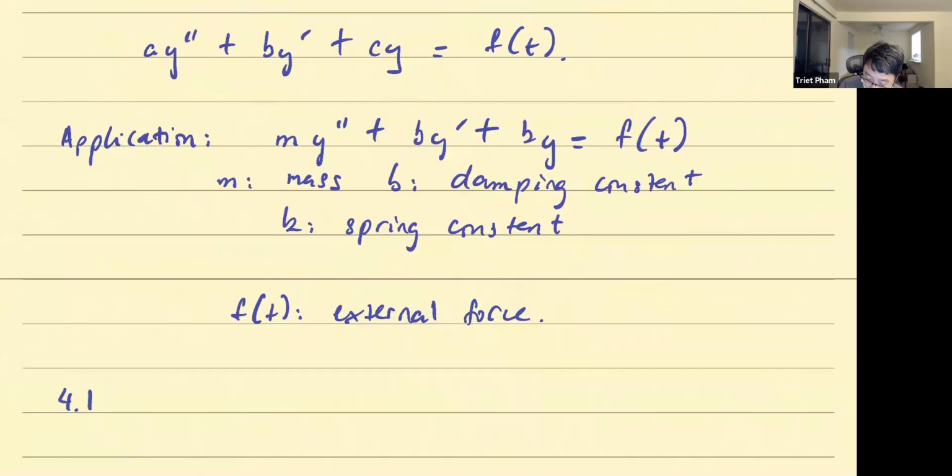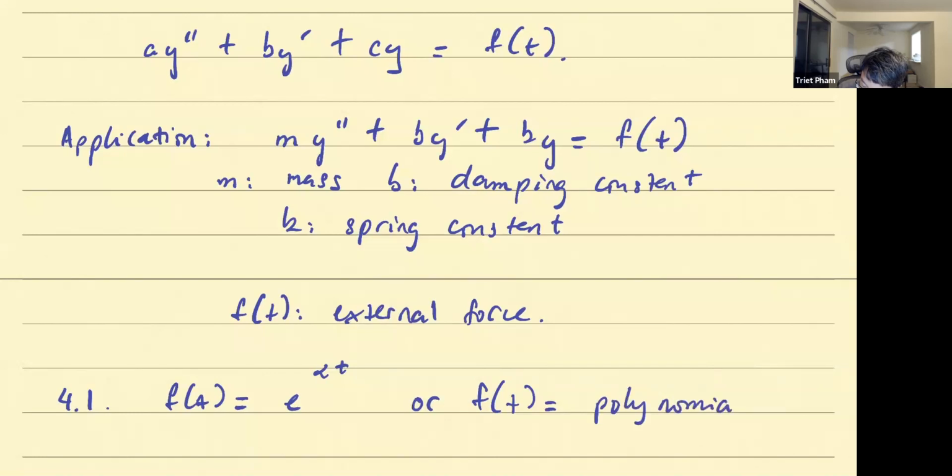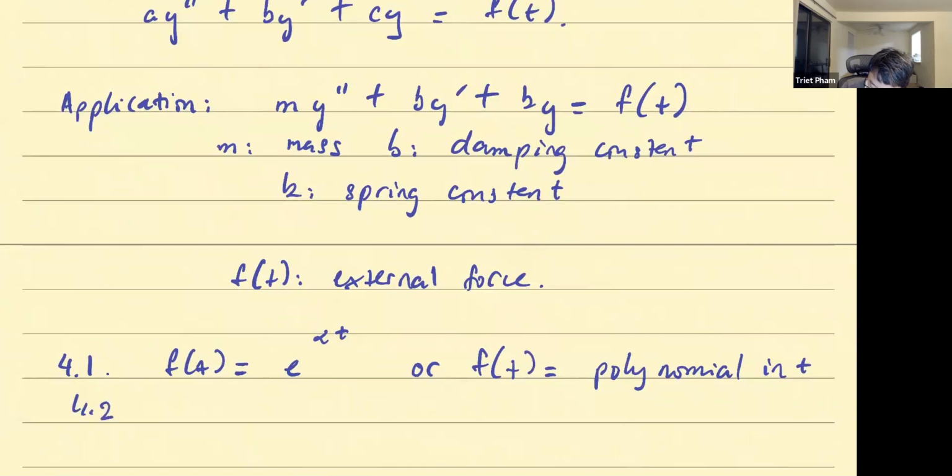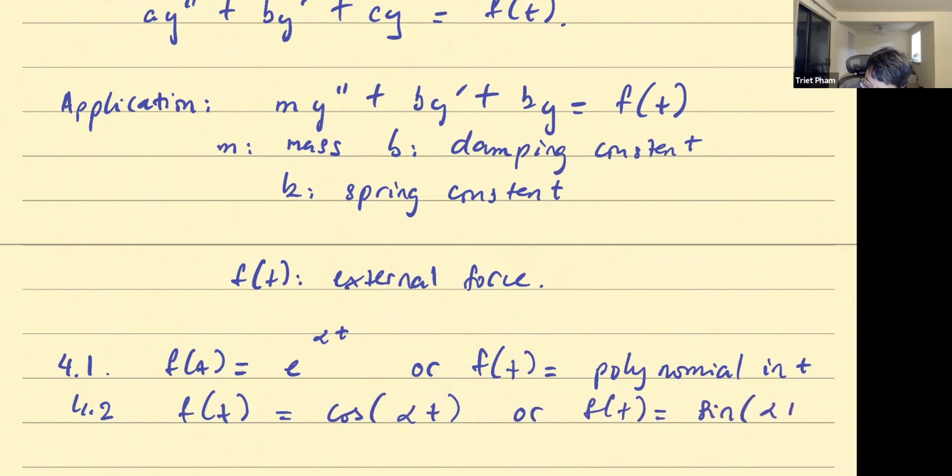4.1 is when we look at f of t as e to the alpha t, or f of t equal to some polynomial in t. And then 4.2 is when f of t is cosine alpha t or sine alpha t.